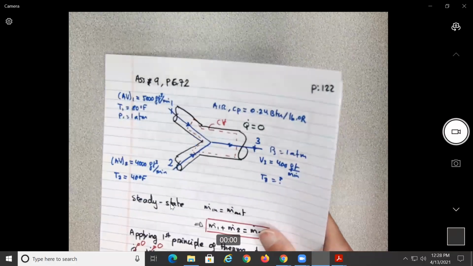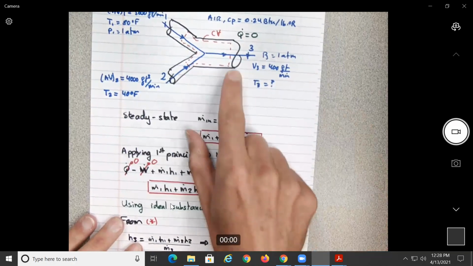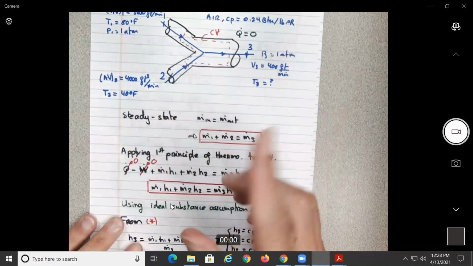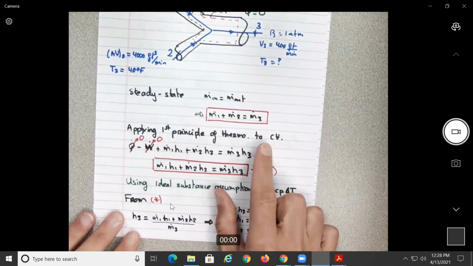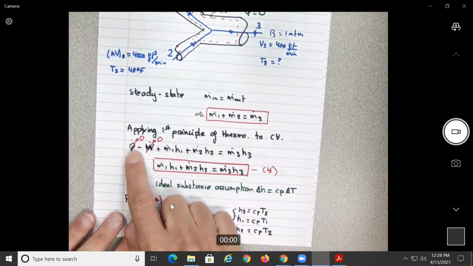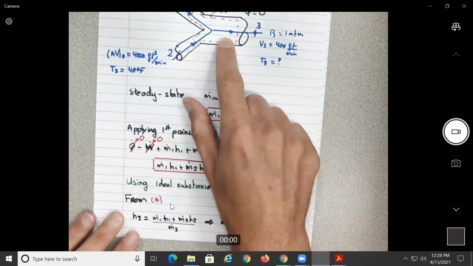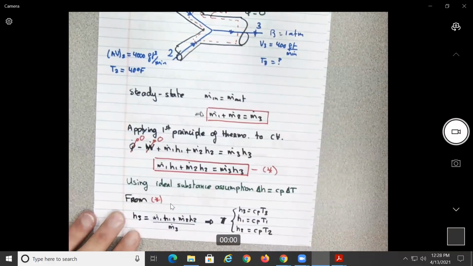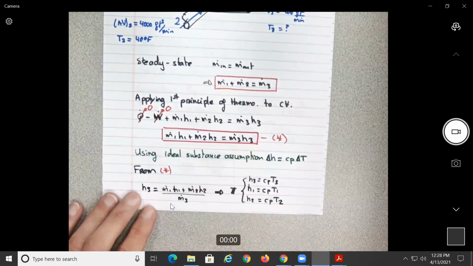All right, so we have this problem. Steady state means that the amount of mass coming out should be equal to the mass coming in. We use the first law of thermodynamics. We know that the system is insulated, so Q is 0. There is no work done by the system or on the system, on the control volume, so this is 0. So at the end, we go through this equation. I don't think you have any problem.